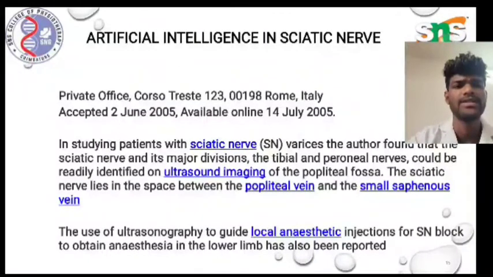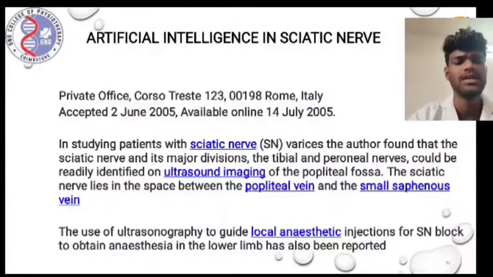In studying patients with sciatic nerve varices, the author found that the sciatic nerve and its major divisions, tibial and peroneal nerves, could be readily identified on ultrasound imaging of the popliteal fossa. The sciatic nerve lies in the space between the popliteal vein and the small saphenous vein. The use of ultrasonography to guide local anesthetic injections for sciatic nerve block to obtain anesthesia in the lower limb has been reported.